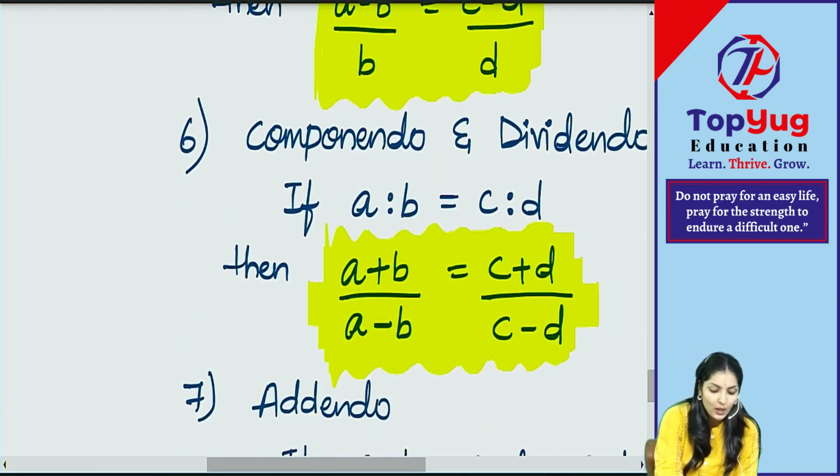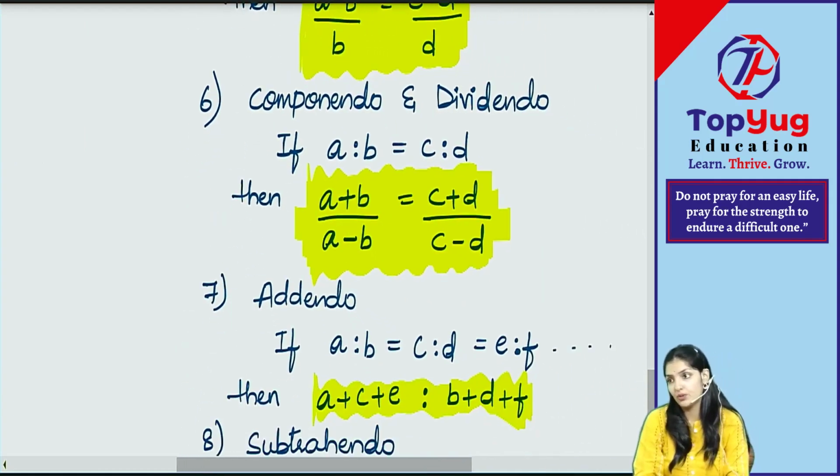Okay. Now componendo and dividendo means what you will do? A plus B by A minus B is equal to C plus D by C minus D. You will do it together. You will add in the numerator, and you will also subtract in the denominator. Am I clear? Chalo badhiya.